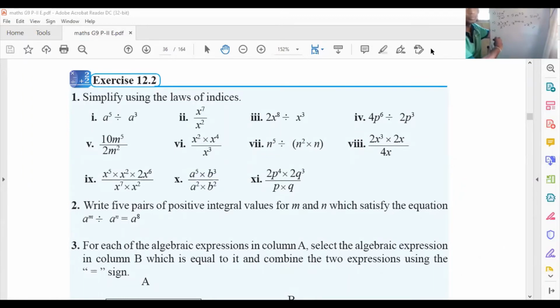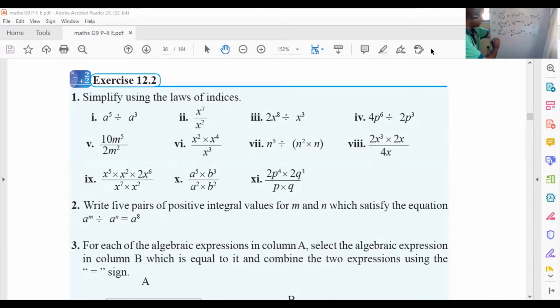Seventh question, n to the power 5 divided by n to the power 2 multiplied by n. Here, if there is nothing, you can take it as n to the power 1. Then n to the power 5 divided by, according to the laws of indices, you should add when multiplying same bases, n to the power 3. When dividing same bases, indices should be subtracted, 5 minus 3, then n to the power 2 is the answer.